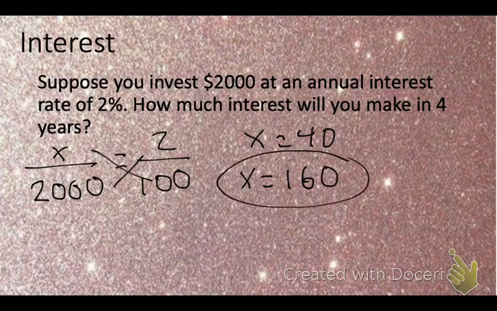Realize that's not normally how it works. Normally after 1 year, if you make $40, then you're going to have interest on 2,040, but we're just saying that with the starting balance, that's all they're going to give you interest on. All right.